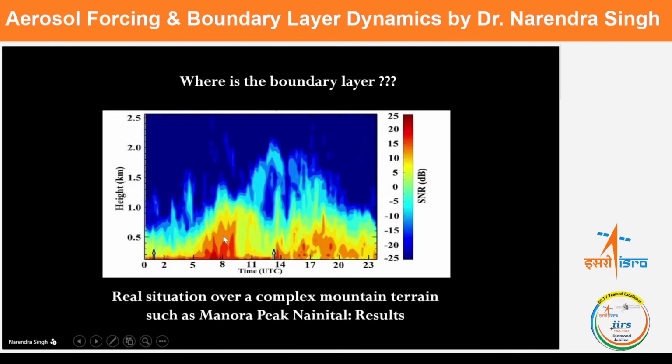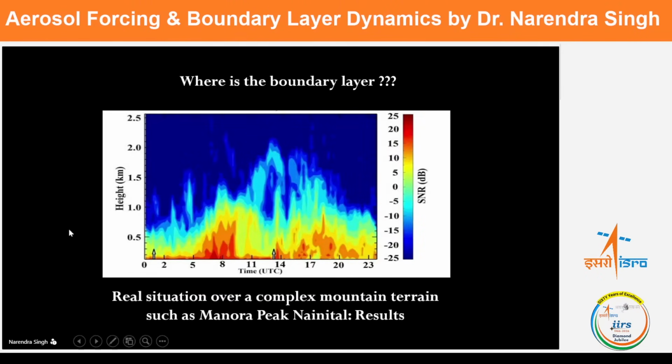This is a general picture, and this is in UTC. So this is our morning time starting around this region, 10:30 or so, starting from 8. This is our morning to afternoon time. And you see there is an evolution of the boundary layer, but with a lot of spikes, because mountains modulate winds according to the shape and size of the mountain, and the height of the mountain.